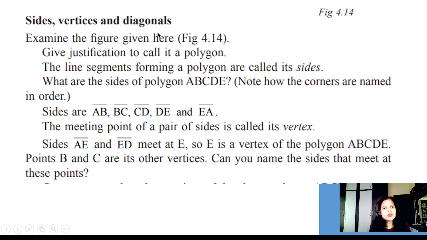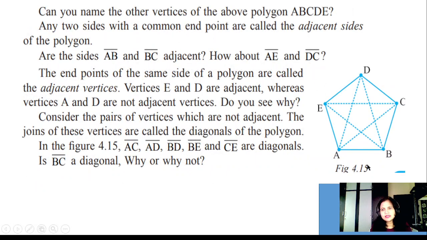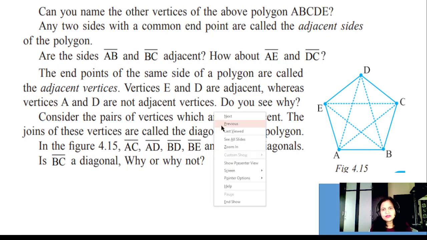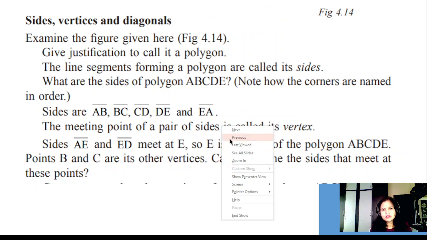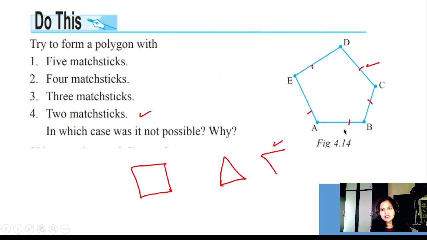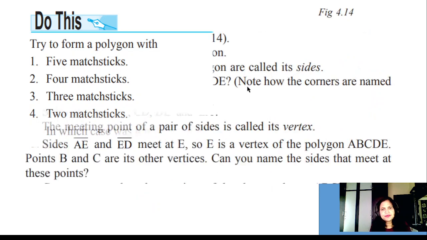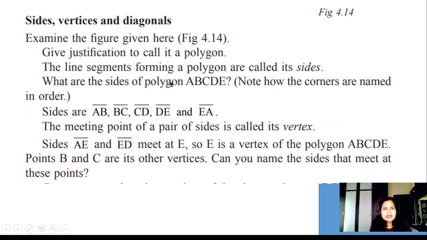Sides and vertices and diagonals. Example: examine the figure given here, 4.14. Give the justification to call it a polygon. This figure ABCDE is a polygon, it is closed and it is made up of line segments. Therefore, the line segments forming the polygon are called its sides.